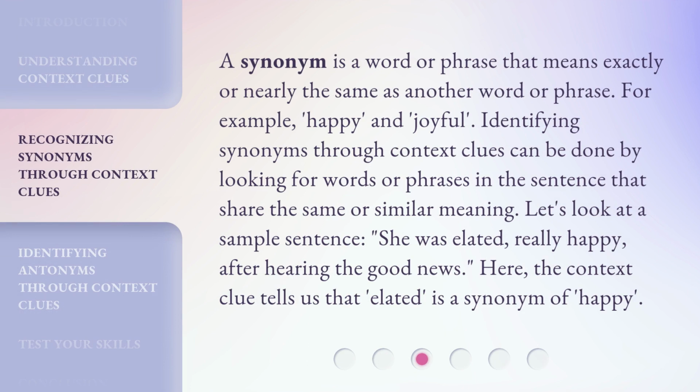A synonym is a word or phrase that means exactly or nearly the same as another word or phrase. For example, happy and joyful. Identifying synonyms through context clues can be done by looking for words or phrases in the sentence that share the same or similar meaning. Let's look at a sample sentence. "She was elated, really happy, after hearing the good news." Here, the context clue tells us that elated is a synonym of happy.